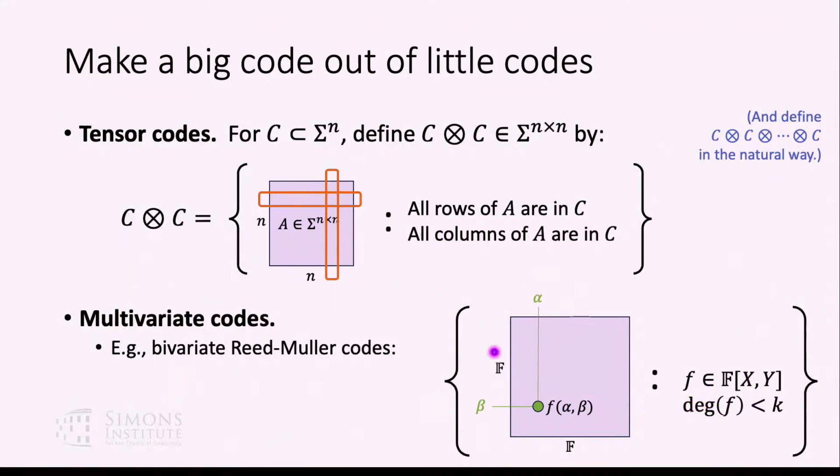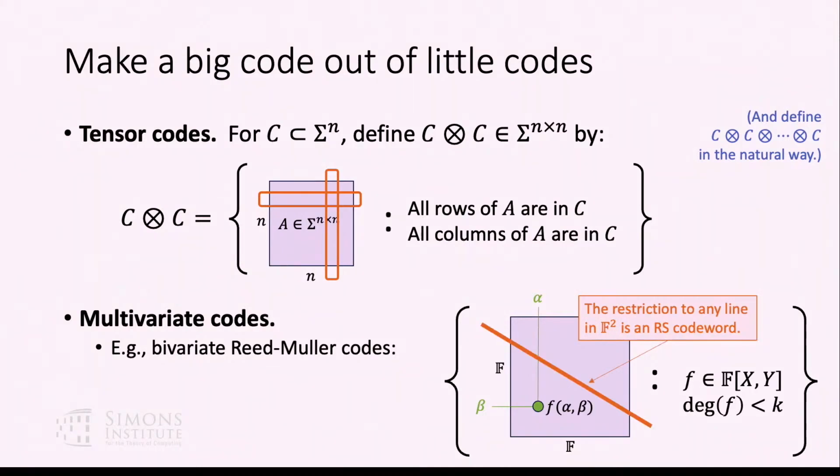So this is the bivariate Reed-Muller code of degree at most k minus 1. And this has the same notion of locality, in that we can find lots of little Reed-Solomon code words floating around here. If I take any line in F squared, the space F squared, and I look at the restriction of this code word to that line, what I'm going to get is a univariate polynomial, right? So basically just a Reed-Solomon code word.